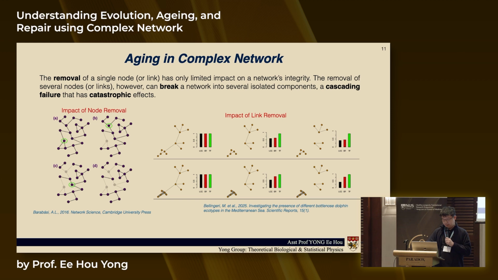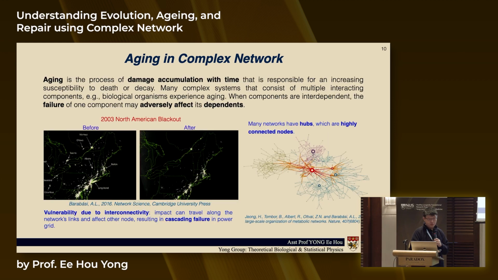Okay, so this is the concept of growth. An important concept, and the theme of this conference, is aging. So how would you describe aging using complex networks? Basically, we can understand aging as the process of damage accumulation with time. In the context of complex networks, let's try to understand it from a real example, right?